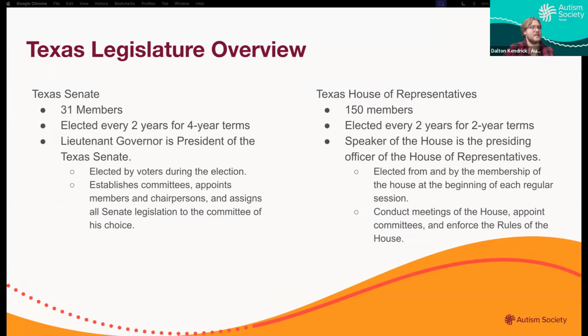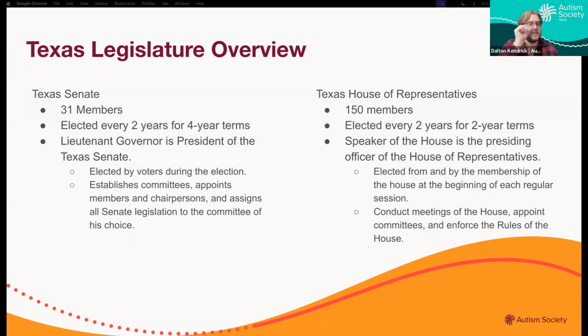So just to start with the Texas legislature, there are two houses, much like at the federal level. We have a Texas Senate and a Texas House of Representatives. In the Texas Senate, there are 31 members. They're elected every 2 years for 4-year terms. The way it's designed is so that half of the members will be up for re-election every 2 years, so about 15 of them. That way you're constantly being able to change things out and it's not as long of a period between people.